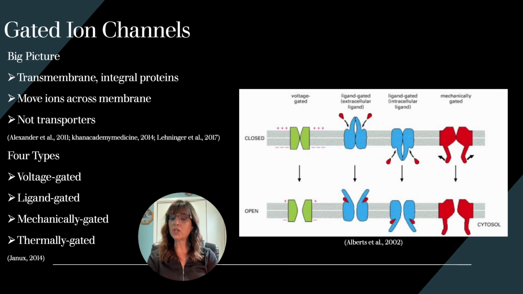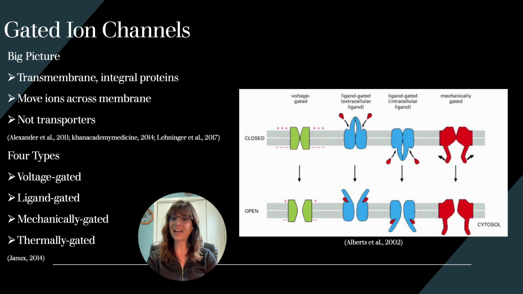So we've already looked at the G protein coupled receptor. Now let's take a look at the gated ion channels. But first, let's step back and look at the big picture. Things need to get across the cell membrane, both into the cell and out of the cell. But how do they do that?